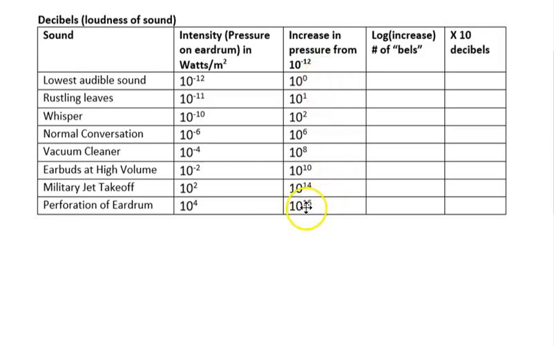1 with 16 zeros after it. I don't even know what that number is called. So I don't want to say, oh, I've got a sound that's a million in loudness versus a sound that's a billion in loudness, or whatever that number is. I don't even know what that number is. So to make the scale more manageable, we took the log of each one of these numbers.